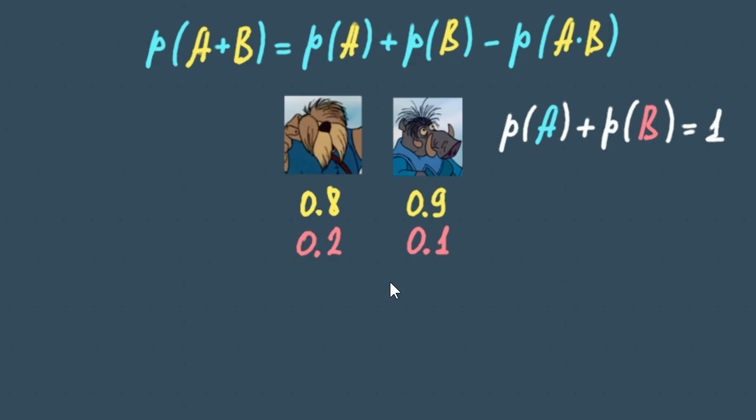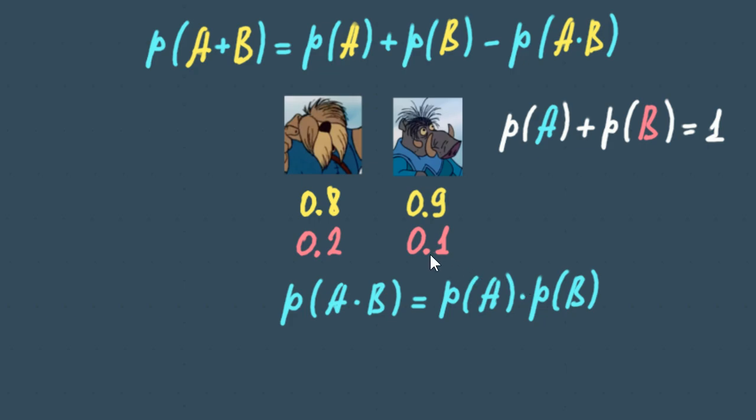Now I will mark the misses of the shooters as events A and events B. And we need to find the probability of these two events occurring at the same time. The events are independent. The probability of one event occurring does not affect the probability of another event occurring. Therefore, I use the formula. I multiply two probabilities, and I get the probability of both shooters missing at once.